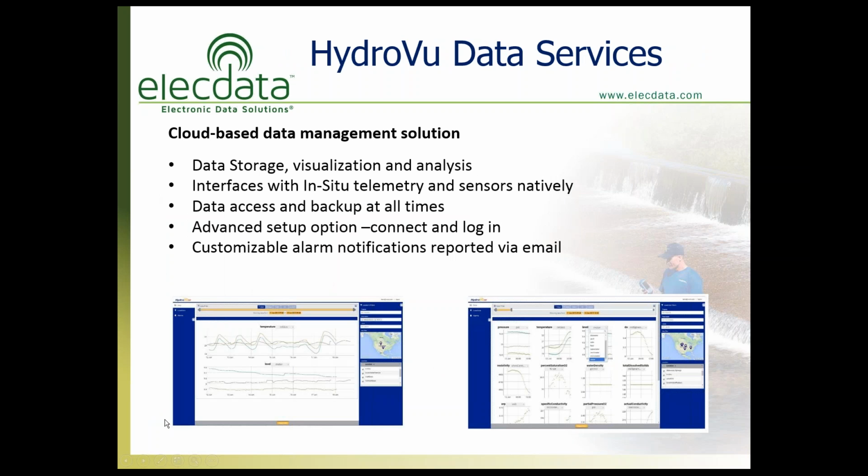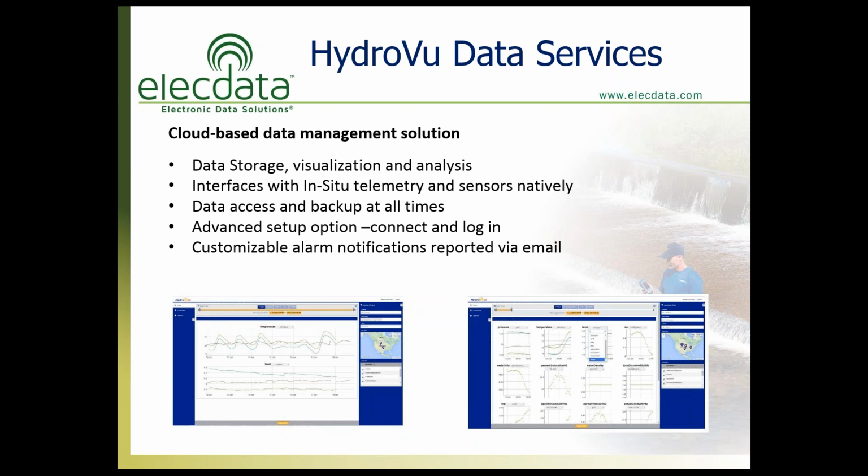This is a look at some screen captures from the HydroView data services. So this is a data storage, visualization and analysis software tool that runs on the data hosting service. Your data hosting fees are $35 per month per site if paid 12 months in advance, or $40 per month if you're paying monthly. So that includes your cellular transmission. So it's basically like your cell phone bill, but it also includes the data hosting capabilities that you get with HydroView.